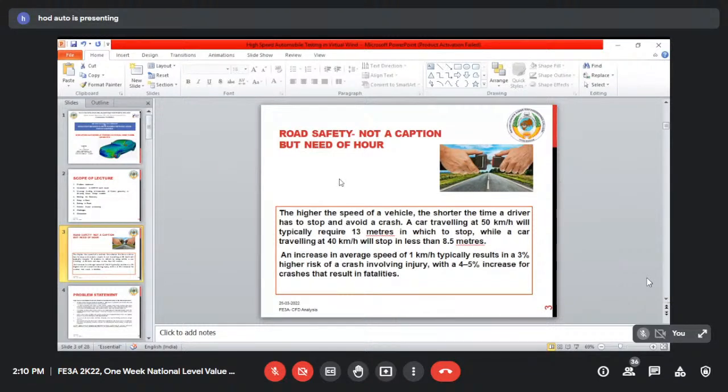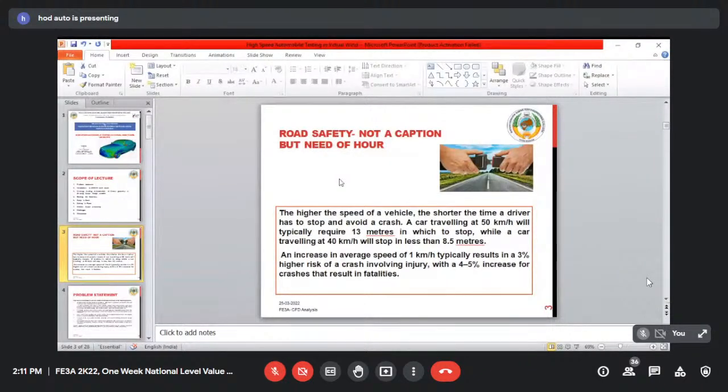And if you observe it technically, the higher the speed of the vehicle, the shorter the time a driver has to stop, which you call reaction time. An alert driver will have a reaction time within 0.5 seconds, a lazy driver around 1.5. A person under the influence of drugs or alcohol will take around 3 seconds, and it is fatal. The brake pedal which you are trying to press takes a reaction time of 3 seconds for the braking action.